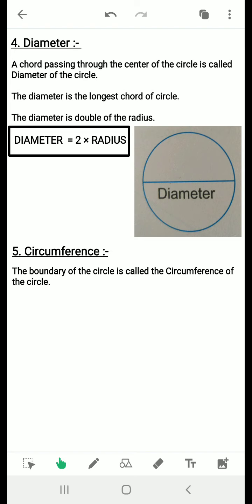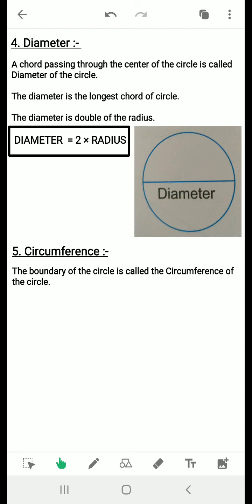And the last part is circumference. The boundary of the circle is known as the circumference of the circle.